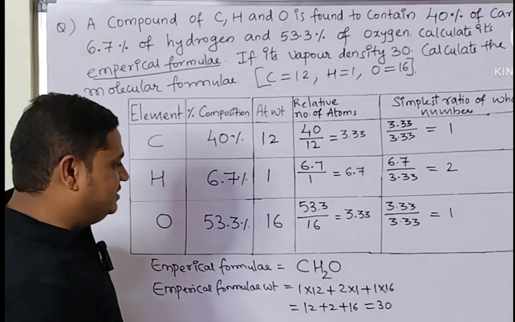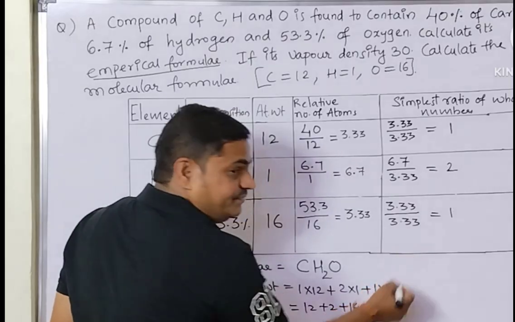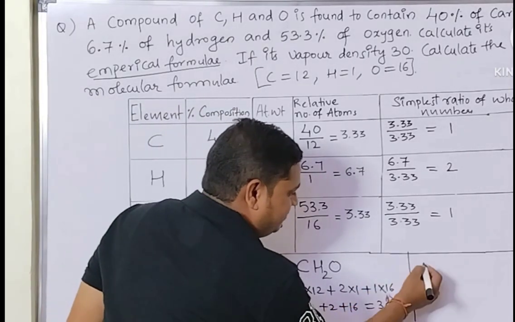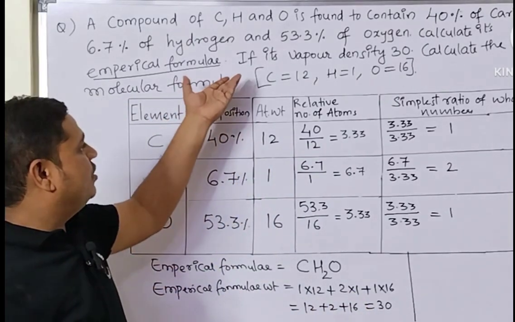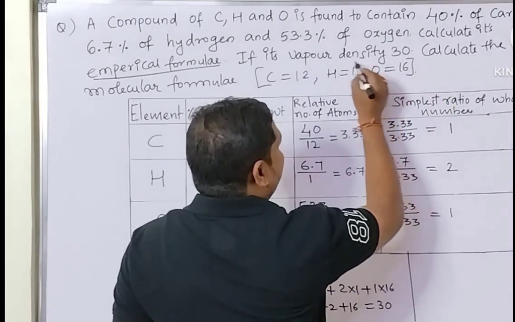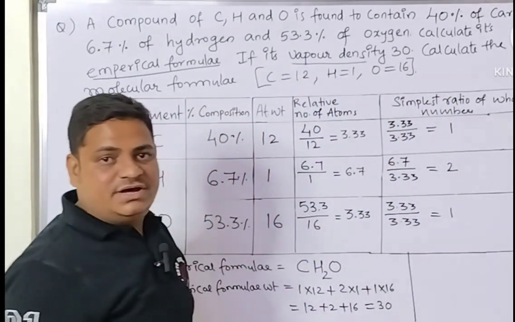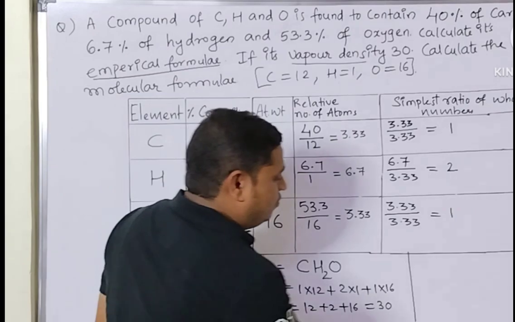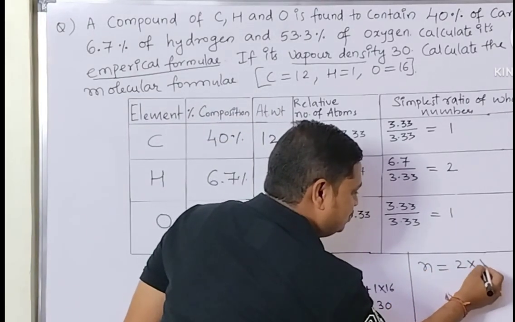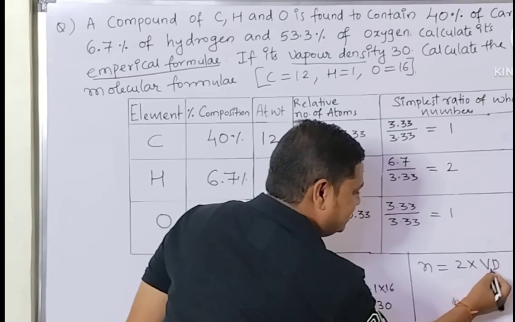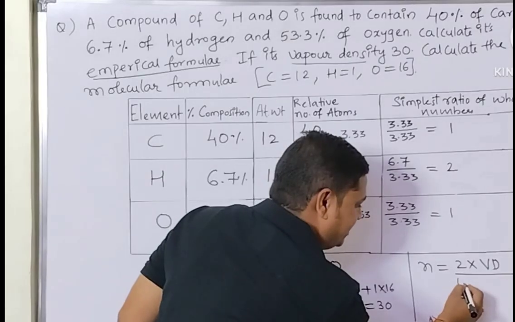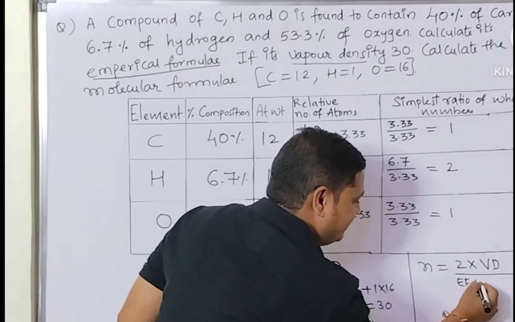To calculate the n value, what is the other formula I have given? If the molecular weight is directly given, we could use it, but it is not given. Here, vapor density is given. So what is the formula to calculate n? n is equal to 2 into vapor density upon empirical formula weight.